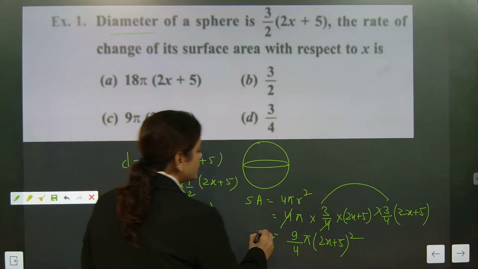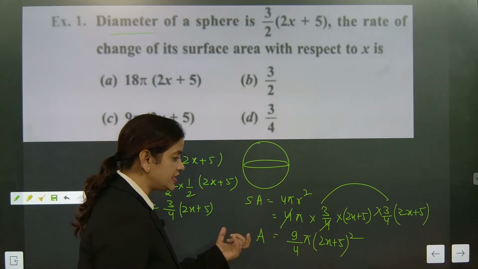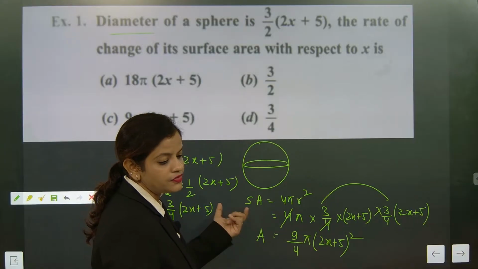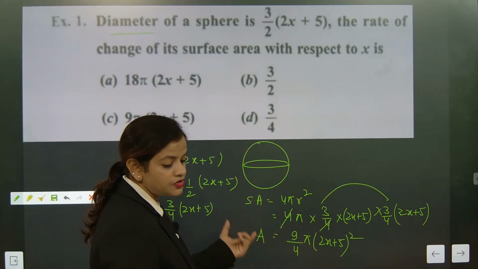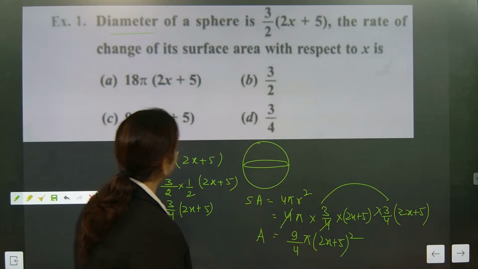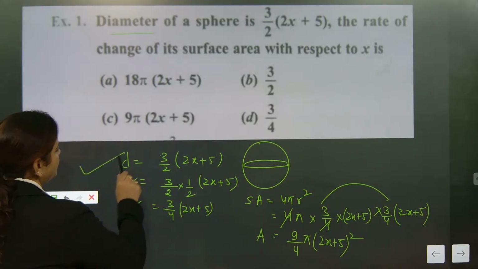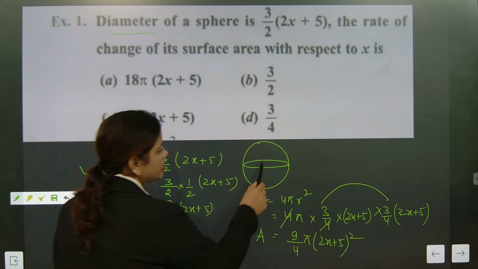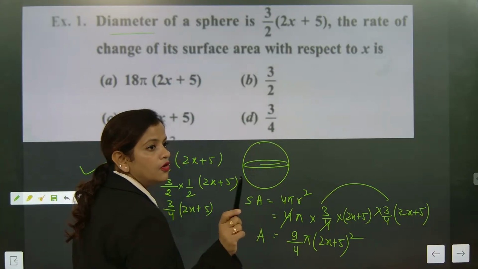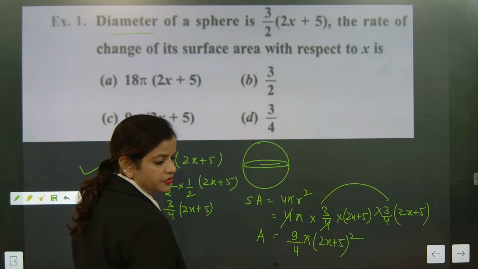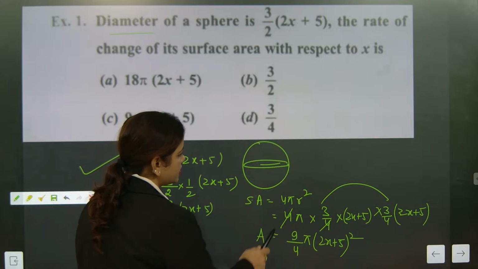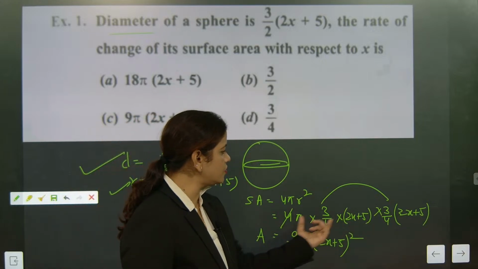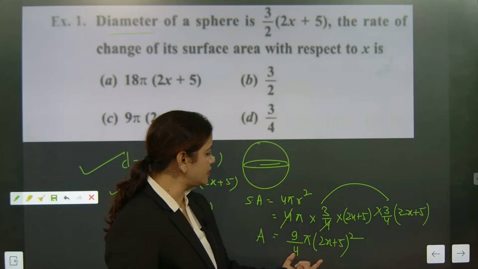Now what you have to do next is differentiate this surface area, because they asked for the rate of change of surface area. So whatever they have given, they gave diameter, we got radius. Understood? The surface area of a sphere formula is 4 pi r square. We did 4 pi r square, and we wrote r two times. After that, beta, we got this one.